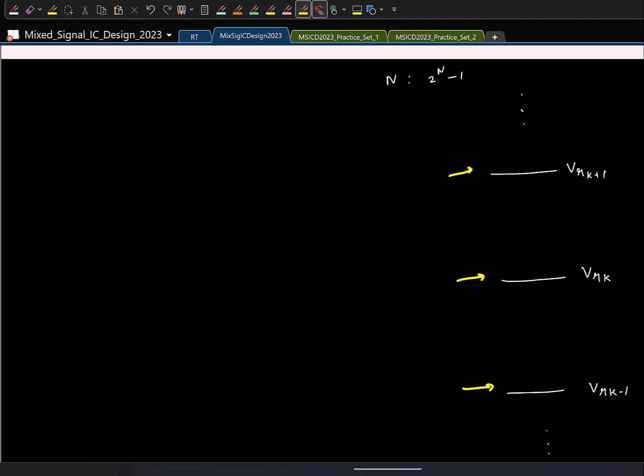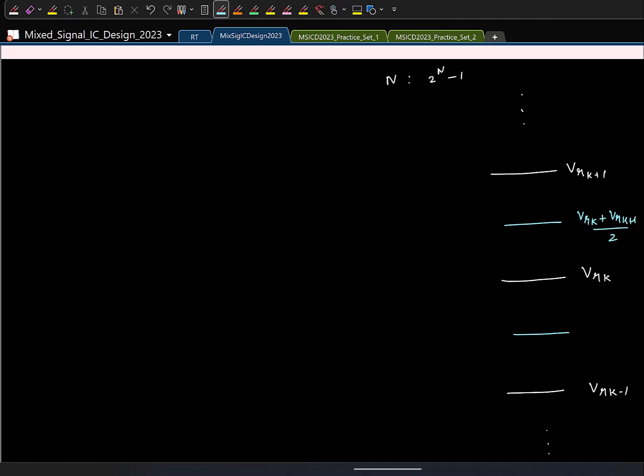And where might the additional reference voltages be? No, you will have to have them in between. Is that fine? So between every two reference voltages, I will have to introduce one more reference level here. So if I consider only this one, what is this voltage? Average of the two, right? So this will be, let's say, VRK.